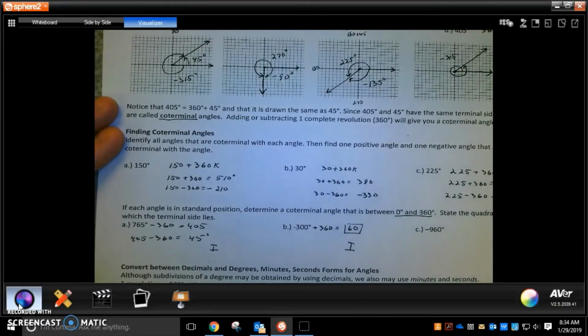Negative 960. So take negative 960 in your calculator, add 360, and you're going to get negative 600. Add another 360, you're going to get negative 240. Add another 360, and finally you get 120 degrees, which would be in quadrant 2.